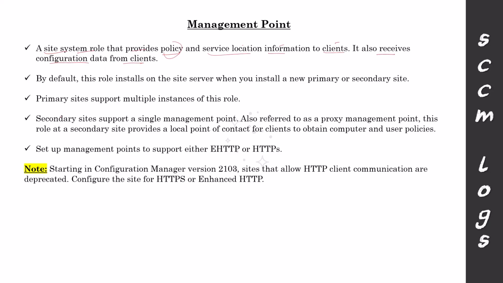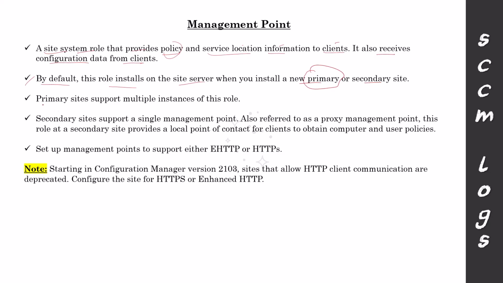Next, you can see that by default this role installs on the site server when you install a primary or a secondary site. So if you go through the installation wizard of the primary site with the default settings, you will have the MP installed in your primary site, and the secondary site as well. For the primary site particularly, you have the option to select the MP on another server. If you want to install the MP on another server instead of the primary site, you can select the server name and proceed with the wizard.